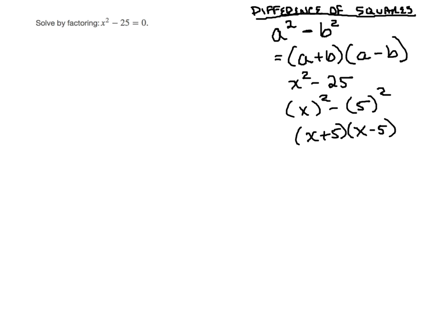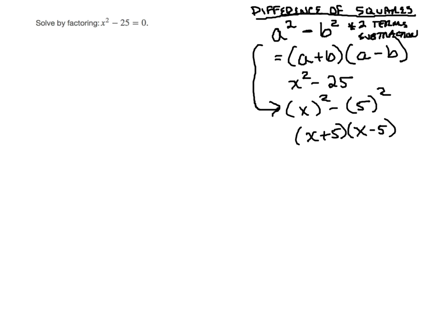So if you can recognize, and the way you recognize these, two terms and subtraction. If you have two terms and subtraction, see if you can fit it into that mold of something squared minus something squared. So I'll put that up here. Two terms and subtraction. Check to see if it's a difference of squares. Because that's a real quick and easy way to factor that thing.